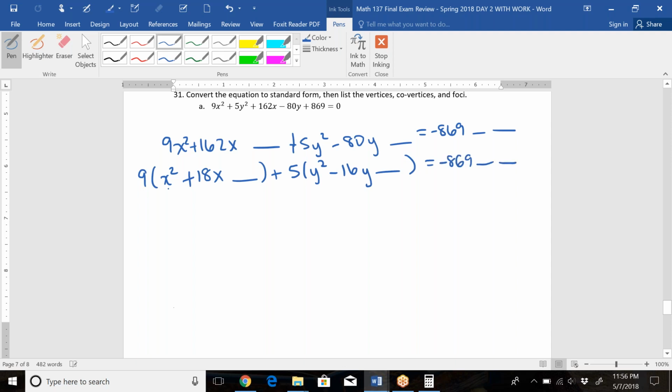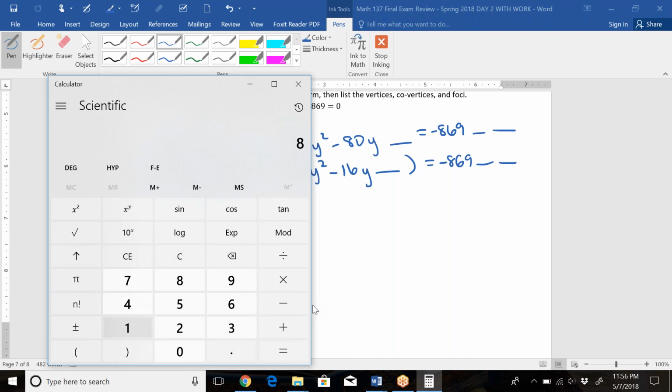Now, because you pulled that out, it does play into what we add on the other side. So half of 18 is 9. 9 squared is 81, but we have to add 81 times the 9 we pulled out. So that's 729.